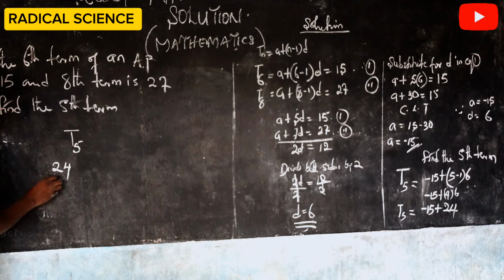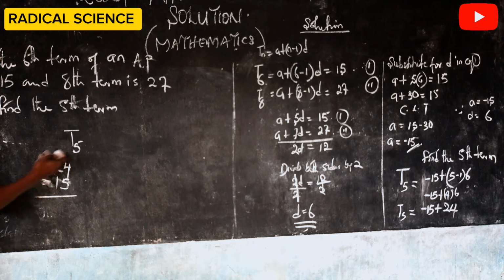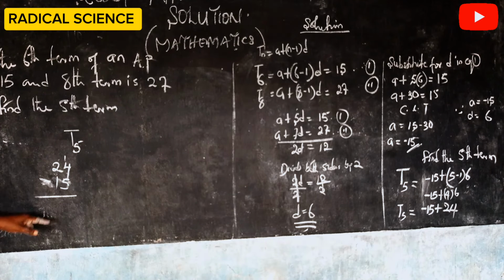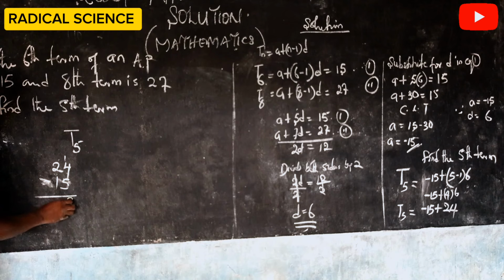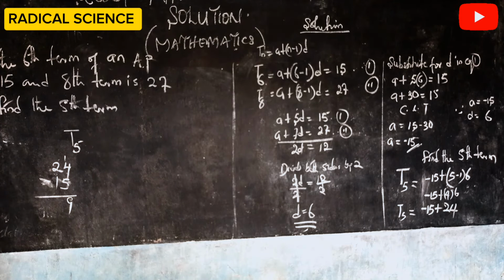It is 24 minus 15. As you know, for 24 minus 15, I'll just borrow one from the 2, and the 4 becomes 14. 14 minus 5 is 9. And this one remains 1. 1 minus 1 is 0.